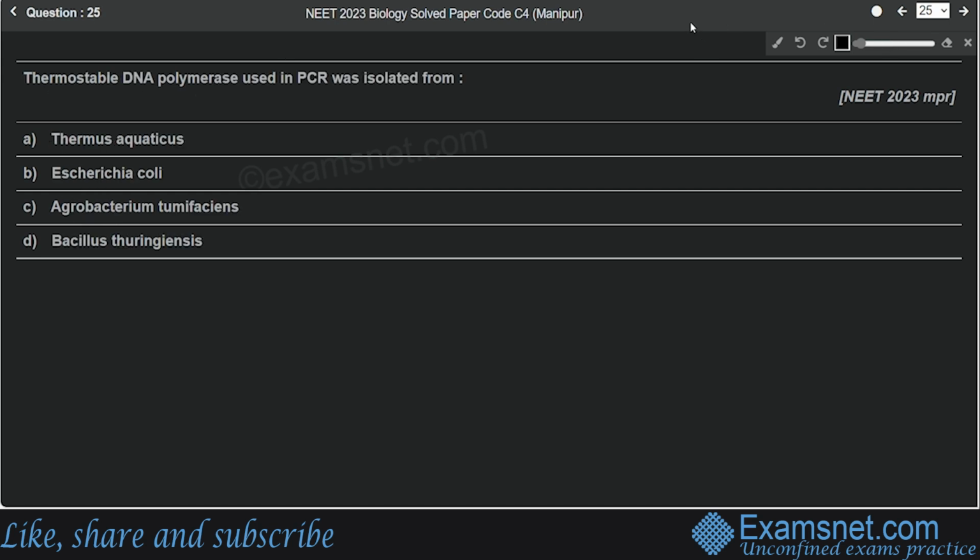Question number 25 is from the chapter Biotechnology Principles and Processes, and the question is thermostable DNA polymerase used in PCR was isolated from. So thermostable DNA polymerase is an enzyme which is also known as Taq polymerase. Okay, and this enzyme is able to withstand high temperature that is used in the process of polymerase chain reaction, that is PCR, and this DNA polymerase enzyme was isolated from a bacterium called Thermus aquaticus. Okay, this is an example of bacterium. So the correct answer will be option number A.